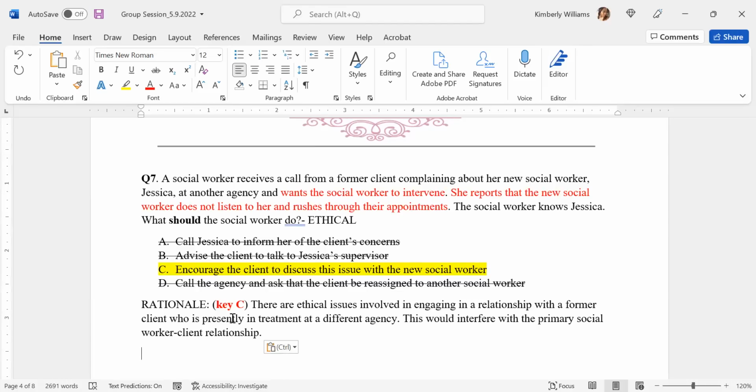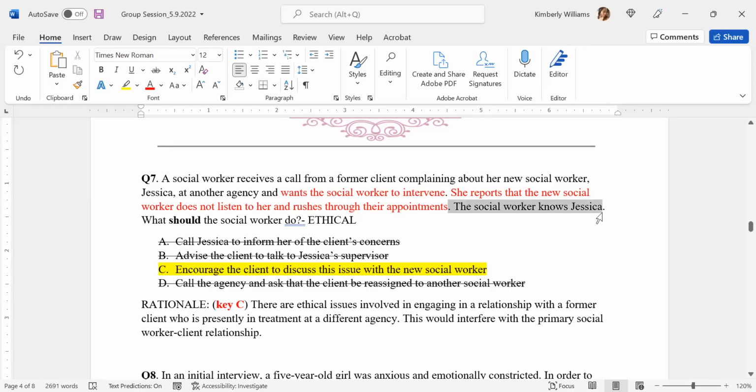There are ethical issues involved in engaging in a relationship with a former client. Number one, that's in the code of ethics. Who is presently in treatment at a different agency. This would interfere with the primary social worker client relationship. So just note to self, we don't get involved with other colleagues' clients, even if we did know her.